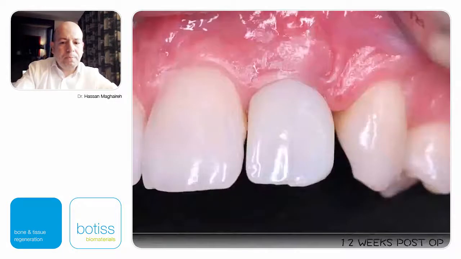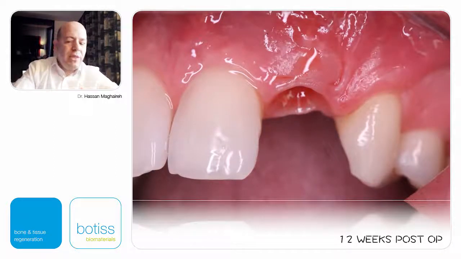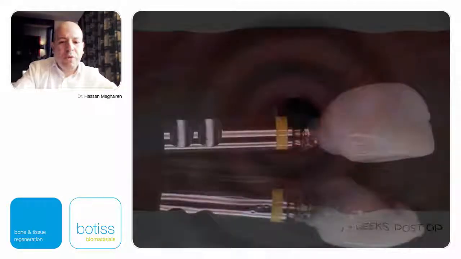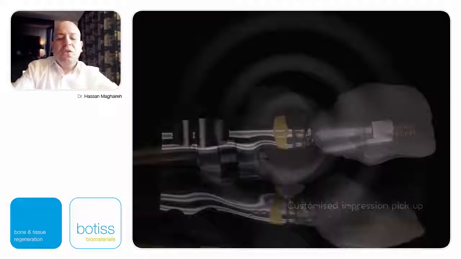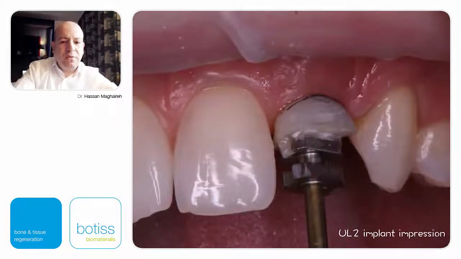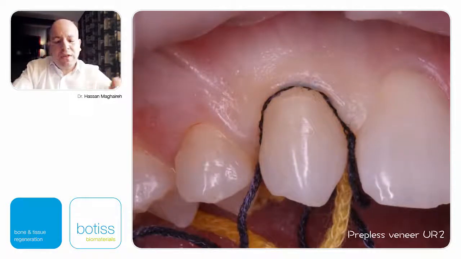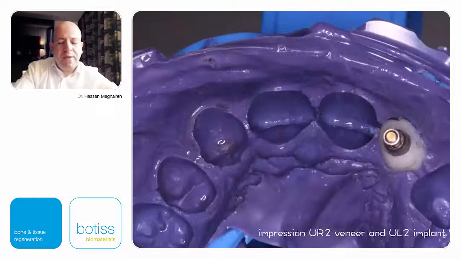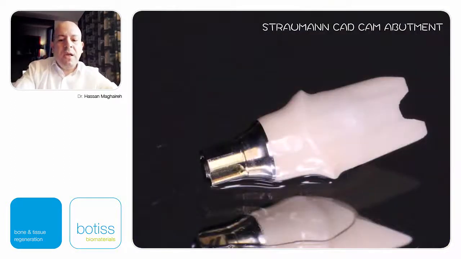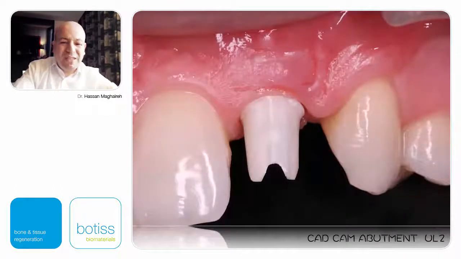1 week post-op, 6 weeks post-op, 12 weeks post-op, we've got the convexity we want. We've got the emergence profile, which was created through the immediately loaded temporary crown. And from there, we were ready to customize my impression post to follow the sub-emergence profile of my temporary crown. And here we go. I'm fitting my customized impression post. Right, okay, the other lateral was peg shaped, so we agreed to go for a prepless veneer, and that's the final impression. We went for a CAD/CAM abutment for the implant at the lateral incisor, and from there we went for a cemented option in this case.